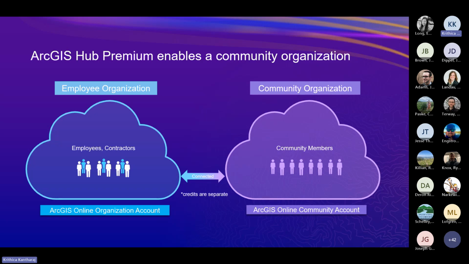If you only have Hub Basic, which I believe right now is the case for Vermont, you have a single organization to work with your coworkers and contractors. But if you purchase Hub Premium, you get a second organization for your community. And however you define your community, whether those are partner organizations who don't have ArcGIS Online licenses themselves or members of the general public, you get to decide.